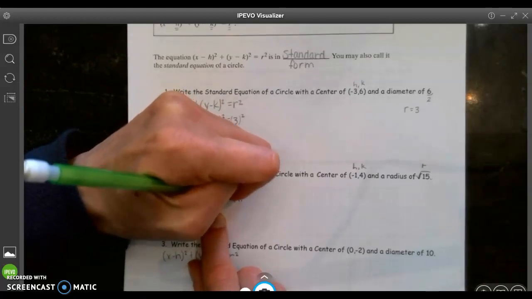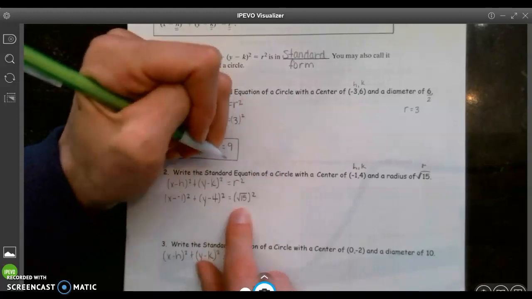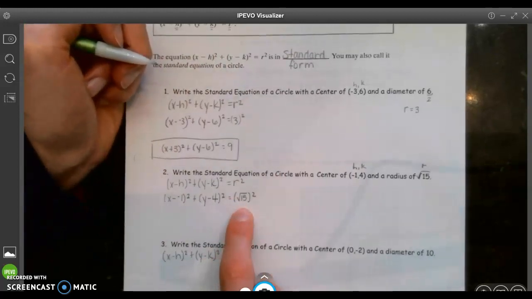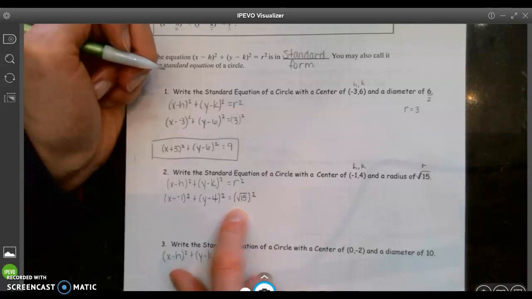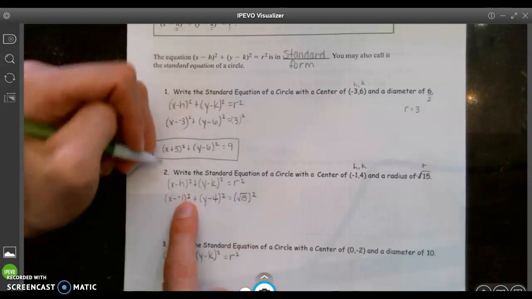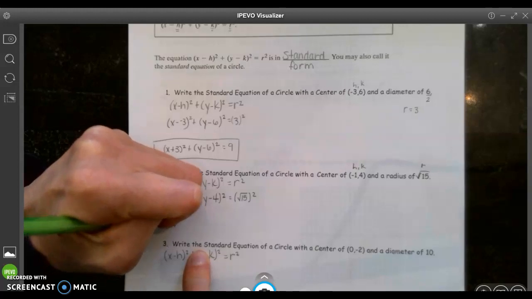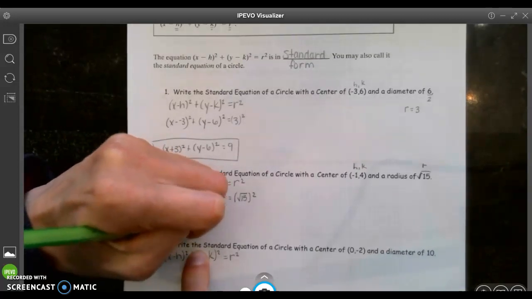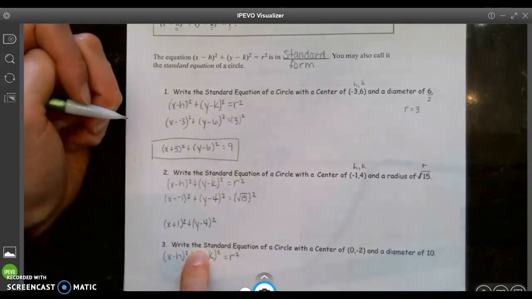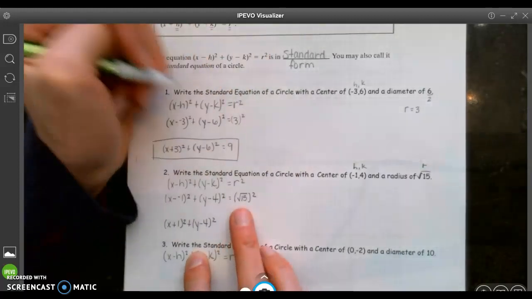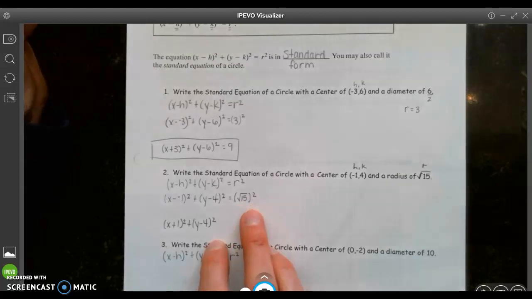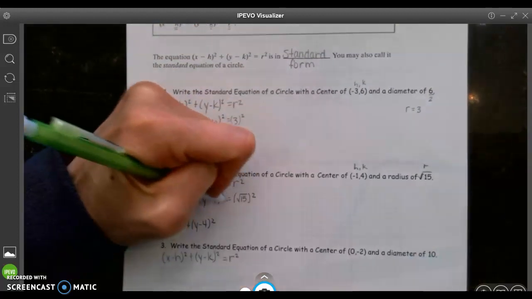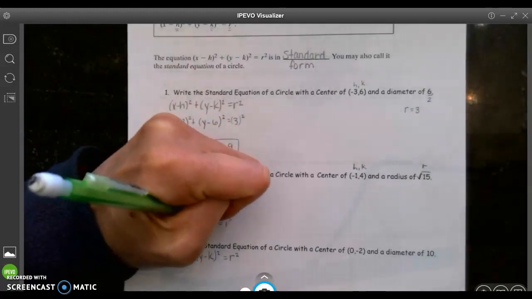And again, here's why I'm using the parentheses. We don't have a negative, but we have a root 15, so we'll talk about that in a minute. I'm going to clean this up a little bit again. I have a minus and a negative here. x plus 1 squared, y minus 4 squared. And then this root 15 squared. What happens is the square root and the squared cancel each other, and we just get 15.